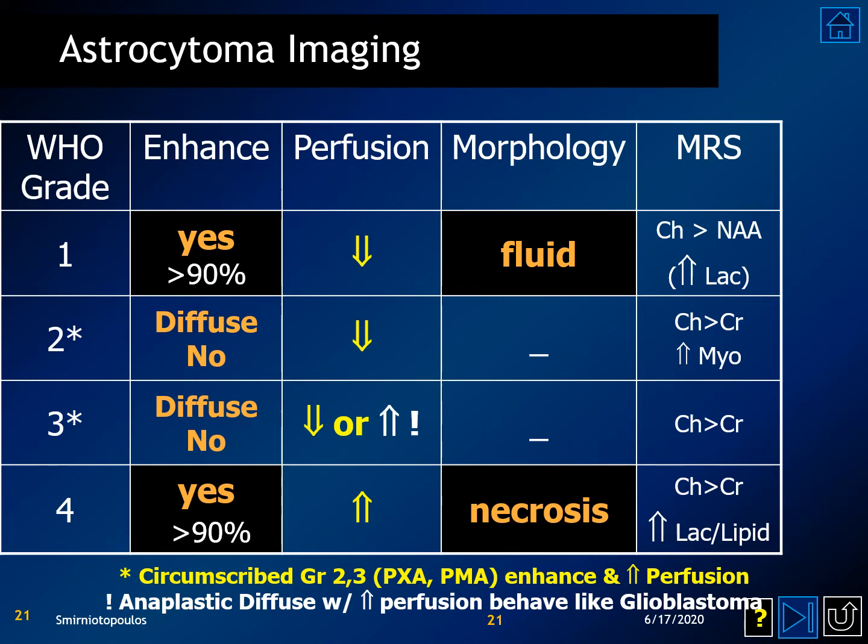When we think about the imaging of astrocytomas, it's important to remember that contrast enhancement is only a bad prognostic sign when we're looking at diffuse gliomas. It is a good prognostic sign when we see it in a grade 1 tumor. The grade 1 tumors have both enhancement and heterogeneity, but the heterogeneity is due to fluid in the low-grade tumors and it's due to necrosis in glioblastoma multiforme.